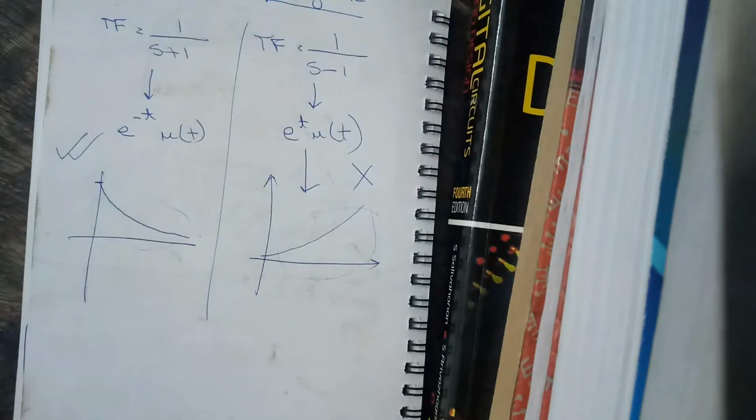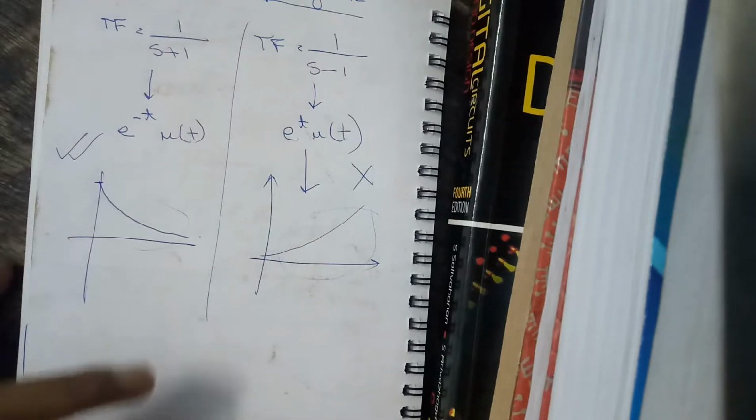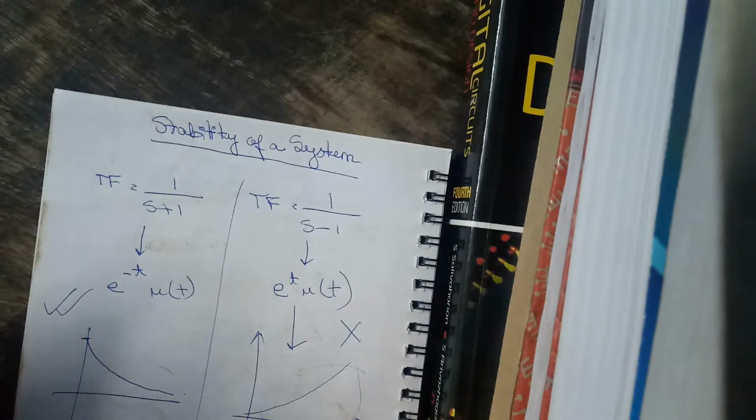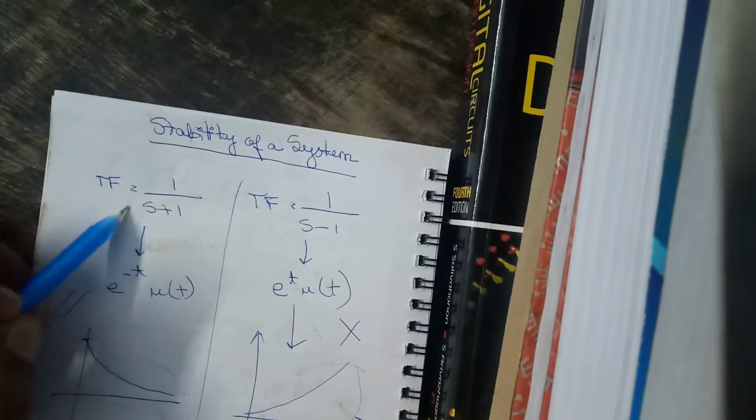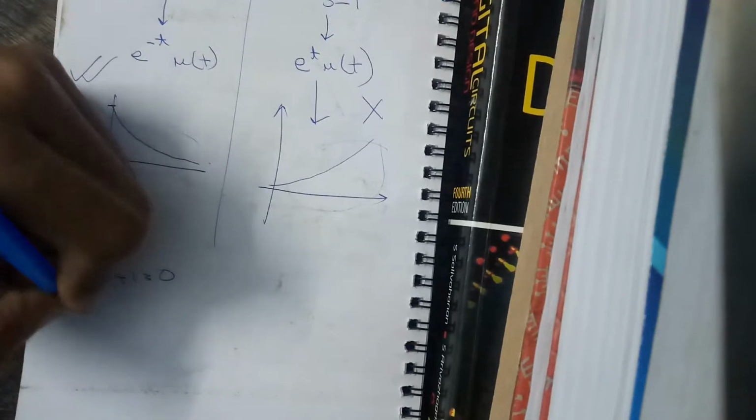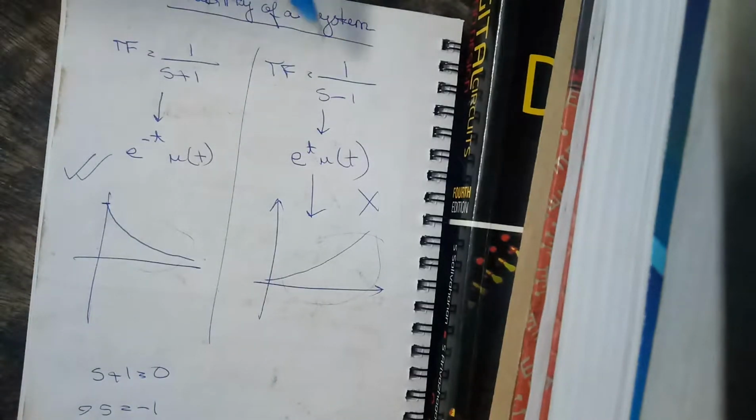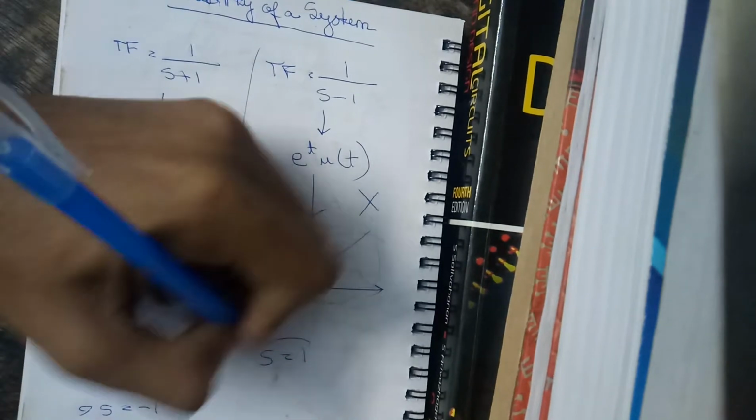Now, if we get a fourth-order or fifth-order transfer function, it is not possible to find the graph from that equation. So we need some way to predict whether the transfer function is stable or not just by looking at it. We have one idea till now. This is a pole: s plus 1 is the pole, so s equals minus 1. And here s minus 1 is the pole, so s equal to 1 is the pole.